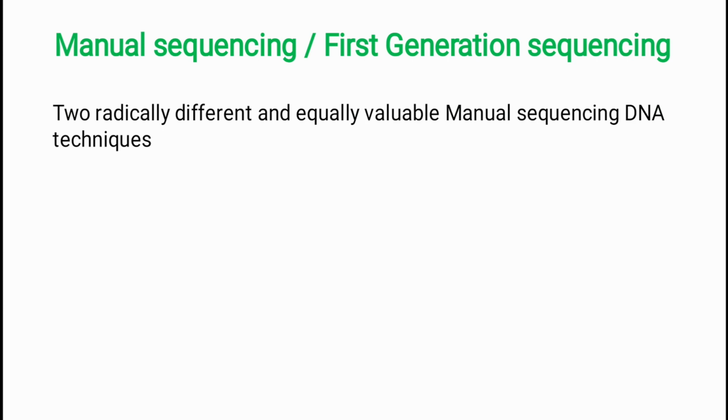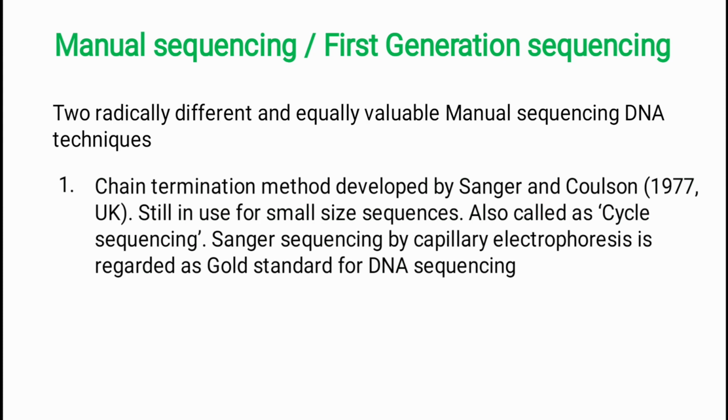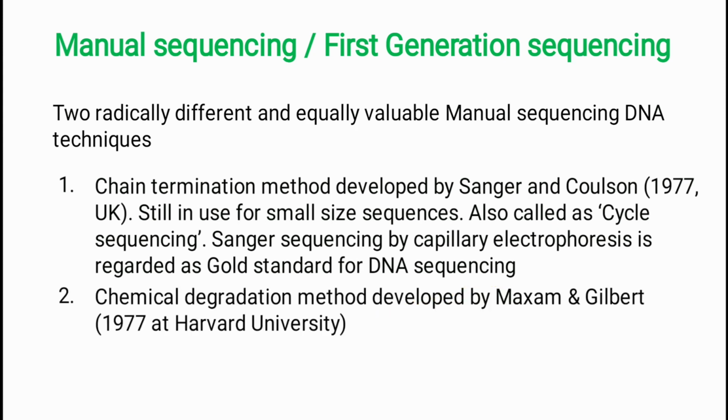So here are two popular methods which are equally valuable sequencing methods. The first one is called the chain termination method, developed by the scientists Sanger and Coulson in the year 1977 in the UK. This method is still in use for sequencing small fragments, and it is also called cycle sequencing. Sanger sequencing by capillary electrophoresis is regarded as the gold standard for DNA sequencing even now. And the second method is the chemical degradation method, which was also discovered in the same year at Harvard University.